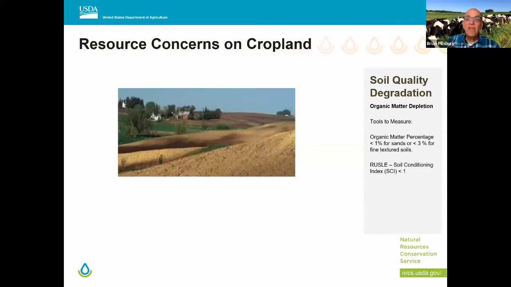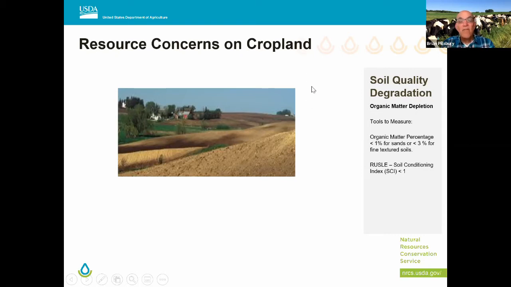Another soil quality degradation is organic matter depletion. One of the signs for this is if you can determine the percent organic matter in the soil through a soil test. And one of the criteria for our sandier soils is if you get below 1% organic matter, we get into a situation where we have a resource concern. Less than 3% on other types of soils, more silty soils, fine textured soils.